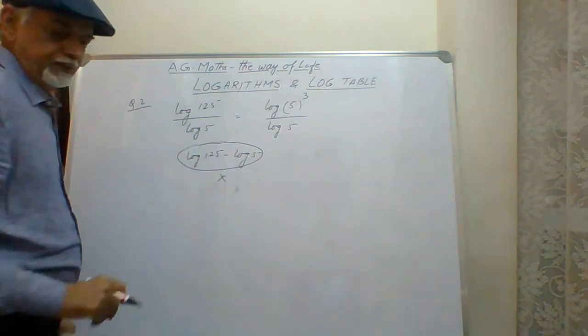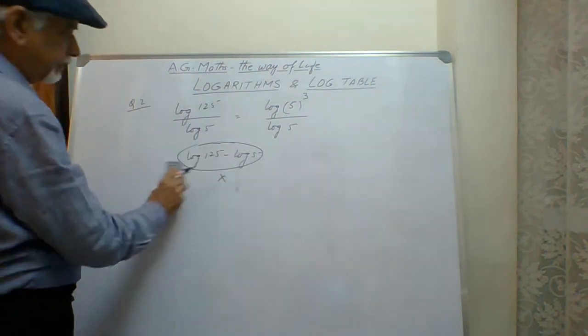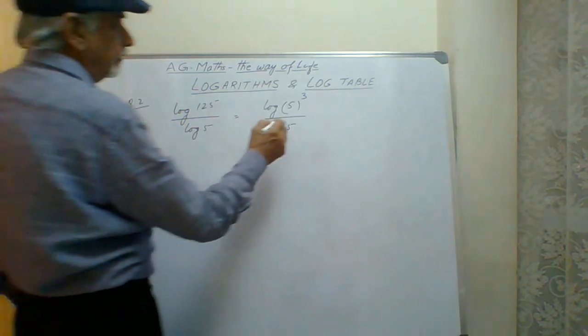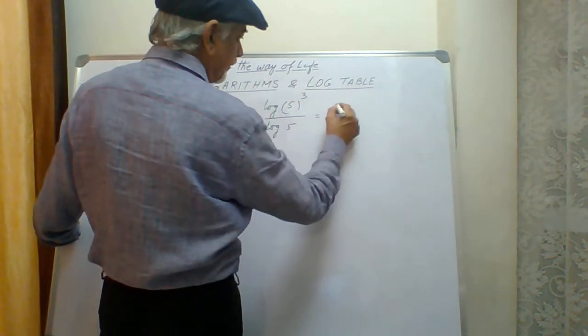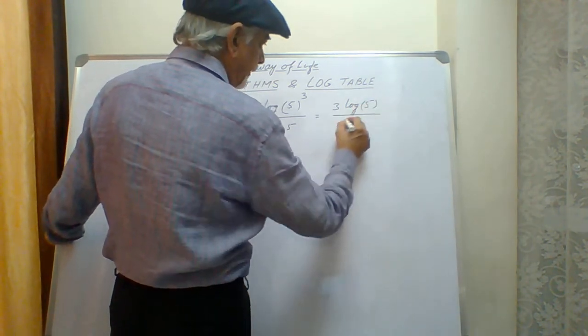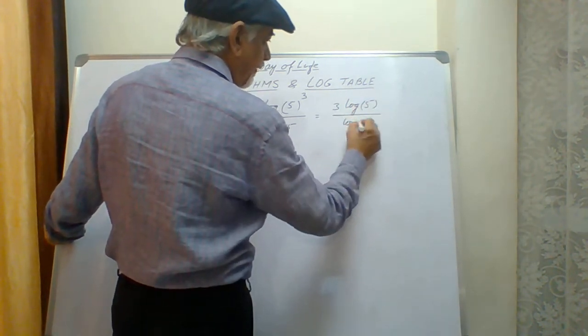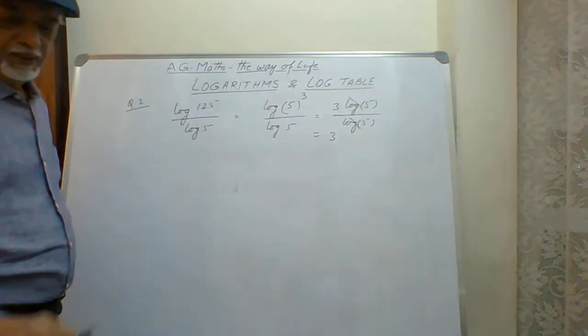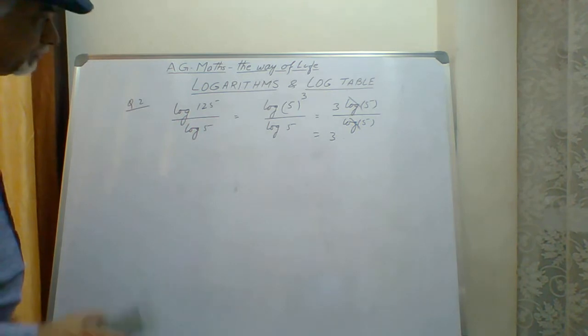This is not correct, but this one is the right thing. So when you do this, the power 3 will come in front. So it will be log of 5 multiplied by 3, and log 5 in the denominator. Cancel numerator and denominator and the answer is 3 only. So this is another aspect of logarithm.